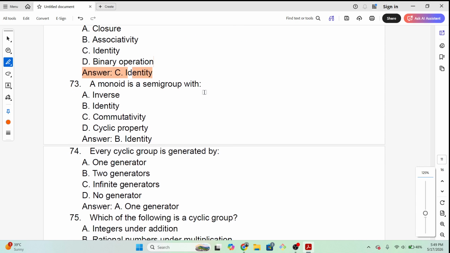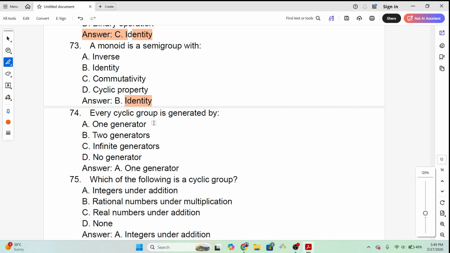A monoid is a semi-group with what? Identity. If it is following three properties, no matter whether it follows commutativity or not, a monoid is a semi-group with closure, associativity, and identity. If it is following three properties, then this is a monoid.